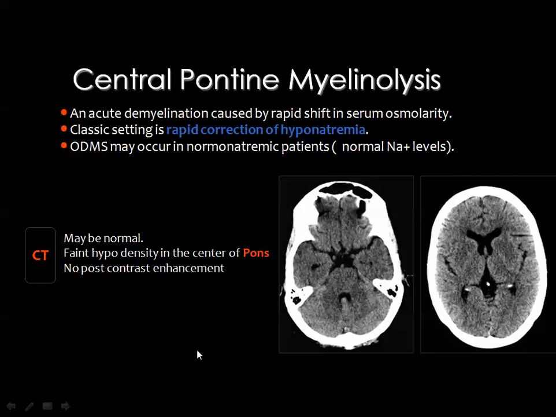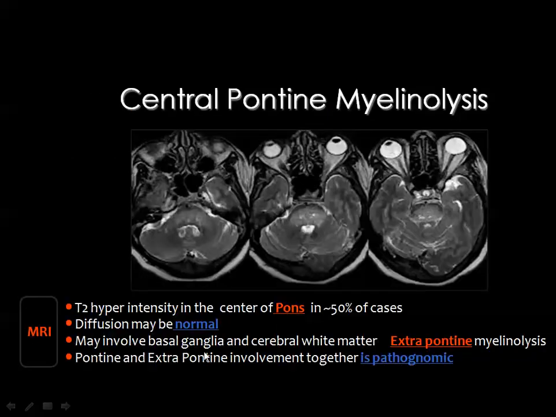CT scan is less sensitive for the detection of the lesion in the pons, but it may show faint hypodensity in the central part of the pons, and this lesion will not show contrast enhancement. But on MRI, it is easy to appreciate that there is a diffuse hyperintensity in the T2 weighted images affecting most of the pontine area. In order to differentiate this from an infarction, the diffusion weighted images will show no restriction in most of the cases in this particular area.